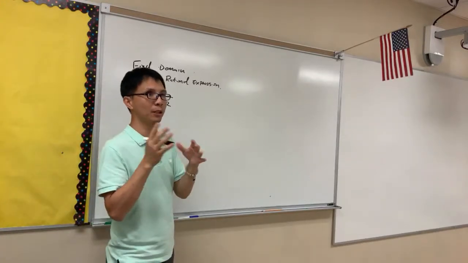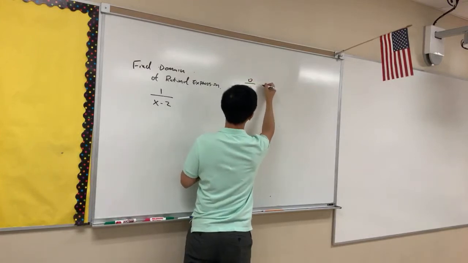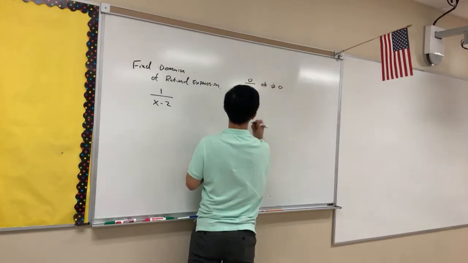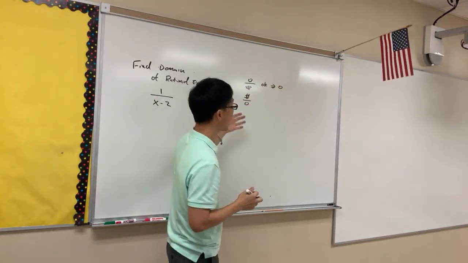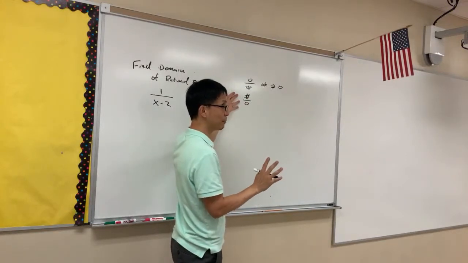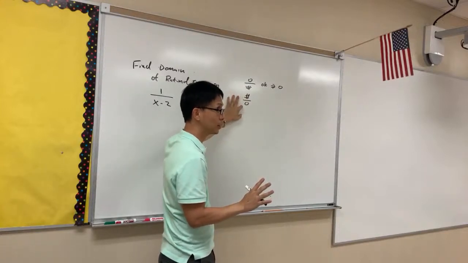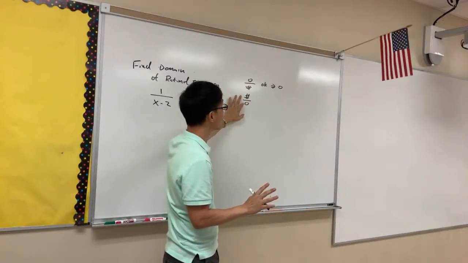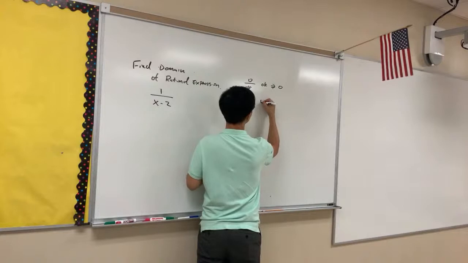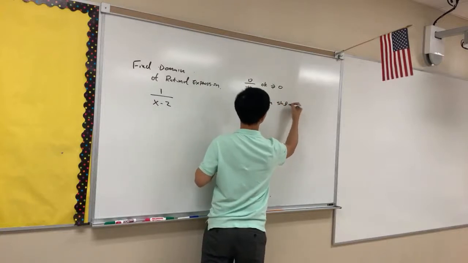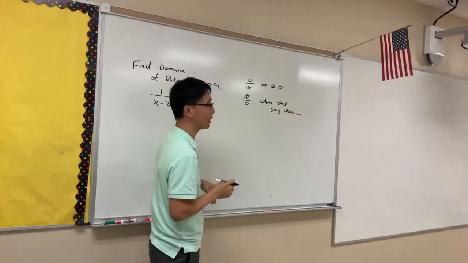You can have 0 divided by some number. 0 divided by any number is fine, which leads to 0. But if you have a number over 0, one thing you need to understand in math: thou shalt not divide by 0. It's like the first commandment in math. If you divide by 0, the world is going to go upside down. So do not divide by 0. That's when things go bad. So you cannot have a number divided by 0.